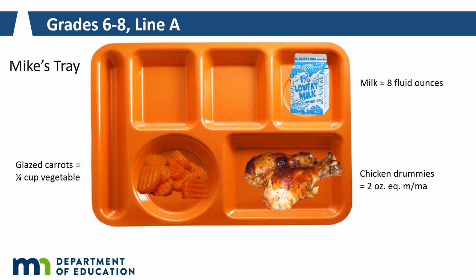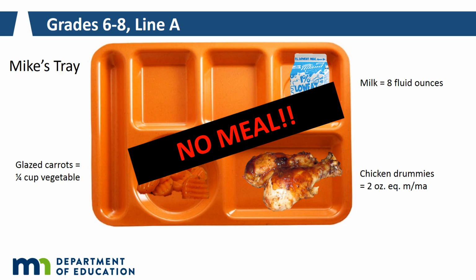So from that menu, let's say that Mike selected the chicken drummies, glazed carrots, and milk. Is this a reimbursable meal? No. Although Mike has selected 3 components, the carrots do not meet the required 1/2 cup of fruit or vegetable. If Mike had selected a little bit more carrots to make a 1/2 cup or another fruit or vegetable item, then this would be a reimbursable meal.